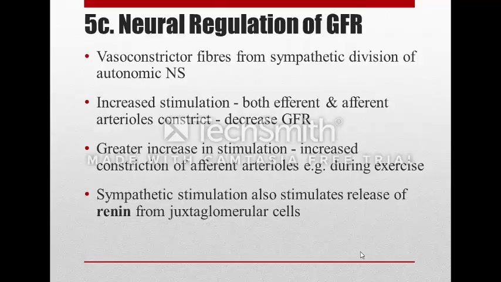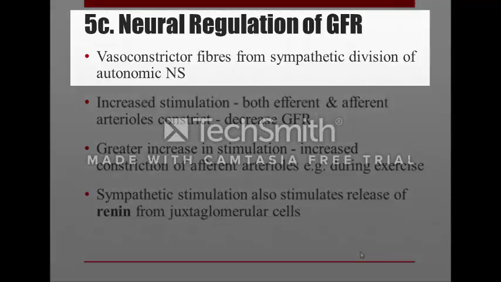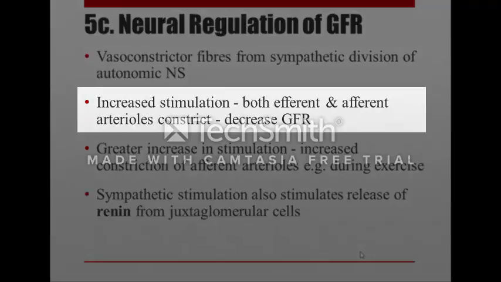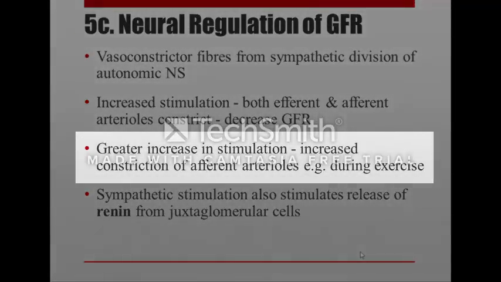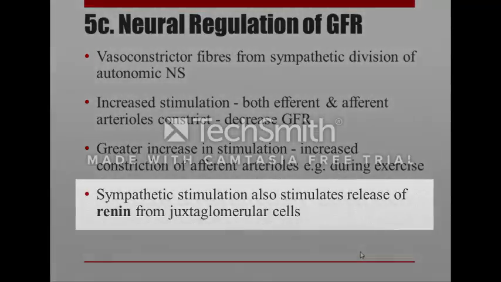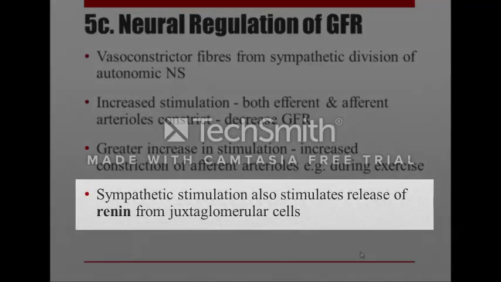The third process is neural regulation of glomerular filtration rate. Vasoconstrictor fibers from the sympathetic division of the autonomic nervous system are involved in this process. With increased stimulation, both efferent and afferent arterioles will constrict, thus decreasing glomerular filtration rate. With a greater increase in stimulation, increased constriction of afferent arterioles occurs, for example during exercise. Sympathetic stimulation also stimulates the release of renin from the juxtaglomerular cells, and we saw in the previous diagram the renin-angiotensin pathway.